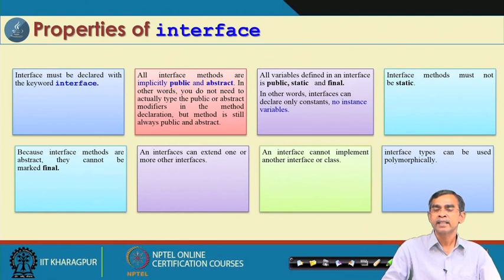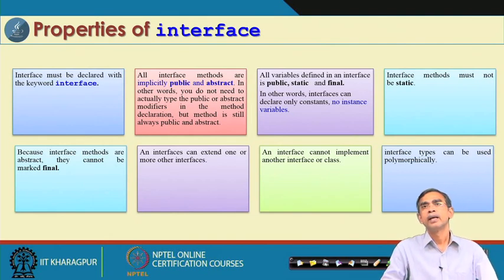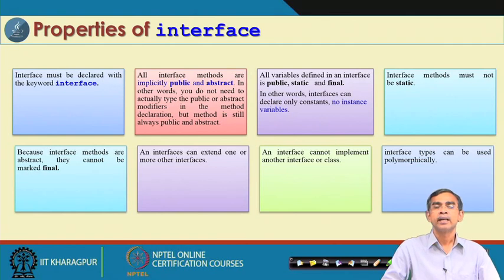This is obvious. This means that the variables in an interface should be treated as constants. No class or method in another class which implements an interface can change their values. And interface methods must not be static; no static method in an interface is allowed. Because interface methods are abstract, they cannot be marked final. You cannot do it, because this needs to be implemented or defined in any other class which implements it. So, they should not be final.